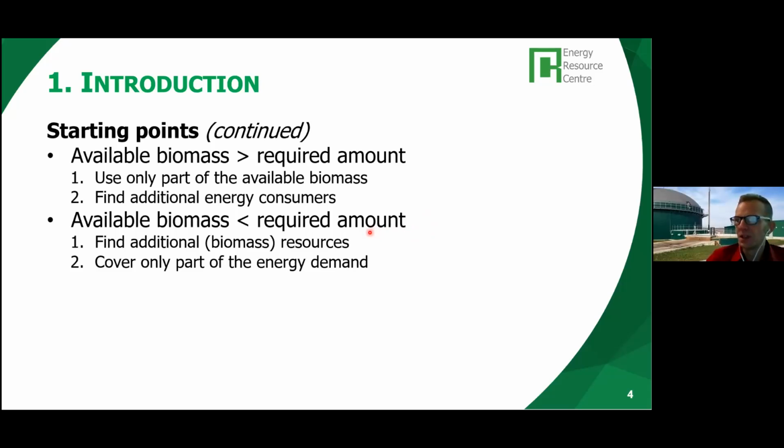The other option, where the amount of biomass is less than what is required, then, as indicated, you can look for additional biomass resources to complement the amount of biomass that is needed. Or you can choose to cover only part of the energy demand. For example, operate your system in base load, and if the peak load is covered by other sources, for example, with diesel backup systems in a hybrid situation.